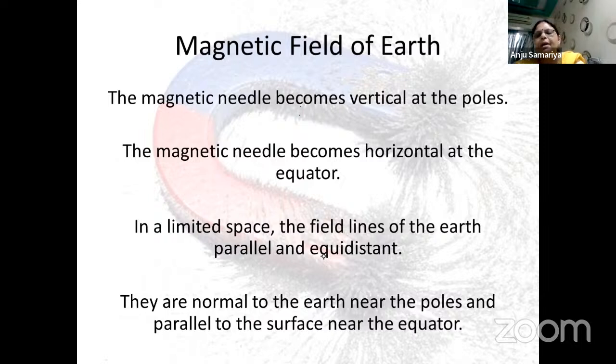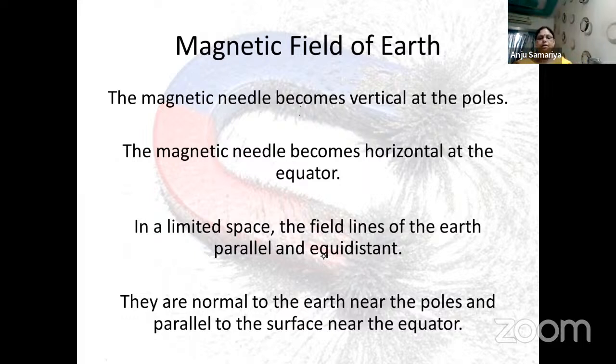Magnetic needle becomes vertical at the poles and horizontal at the equator. In a limited space, the field lines of the Earth are parallel and equidistant. This is very important, as I told you. Give reason. Why? Because Earth is a huge magnet, and if we consider a small space, the Earth's magnetism is uniform in that space, and that is why we get parallel and equidistant field lines.